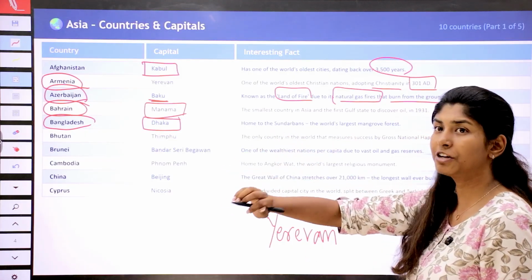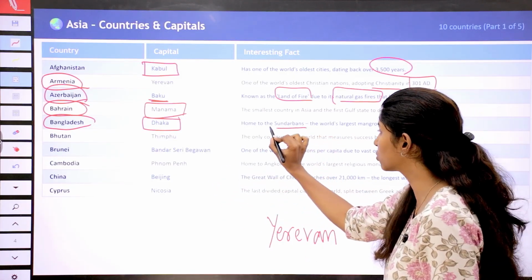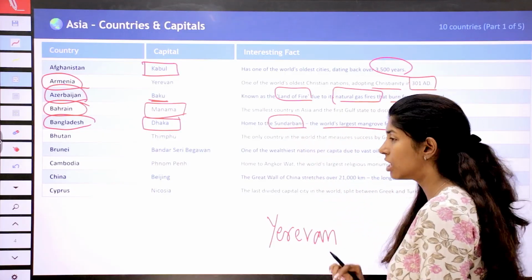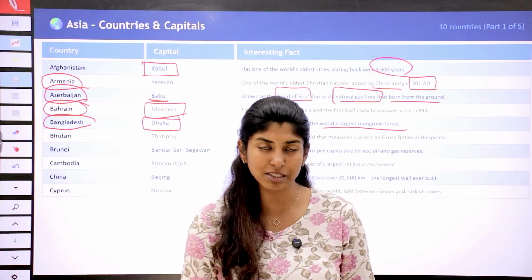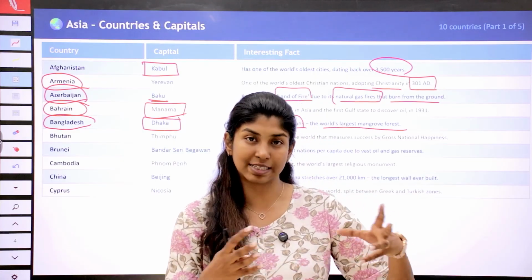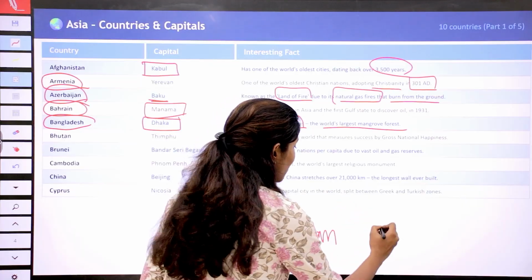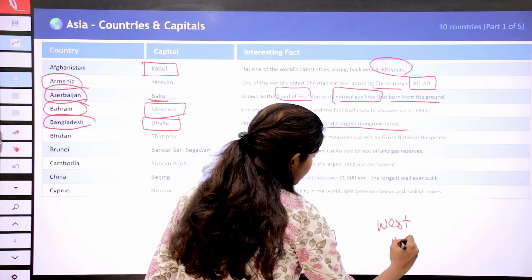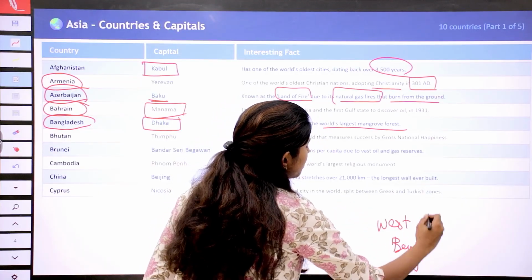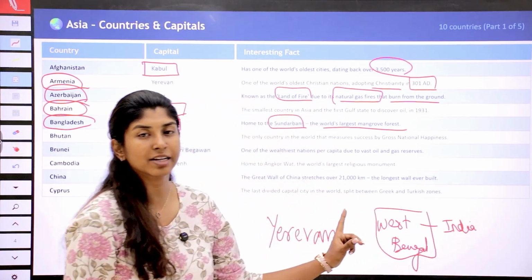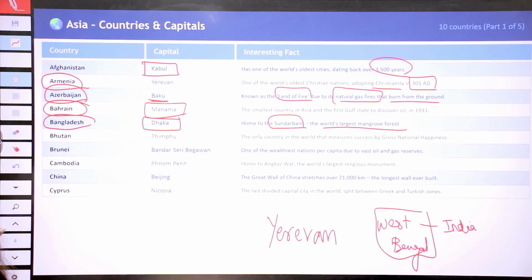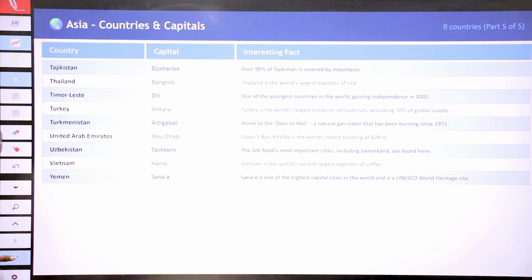Now, one of the main features of Bangladesh is that they are the home to the Sundarbans, the world's largest mangrove forest. Even India has Sundarbans, but it's not very extensive. In India, it is present in West Bengal, but the main home of it is in Bangladesh. Now, if you see the map, you'll know.